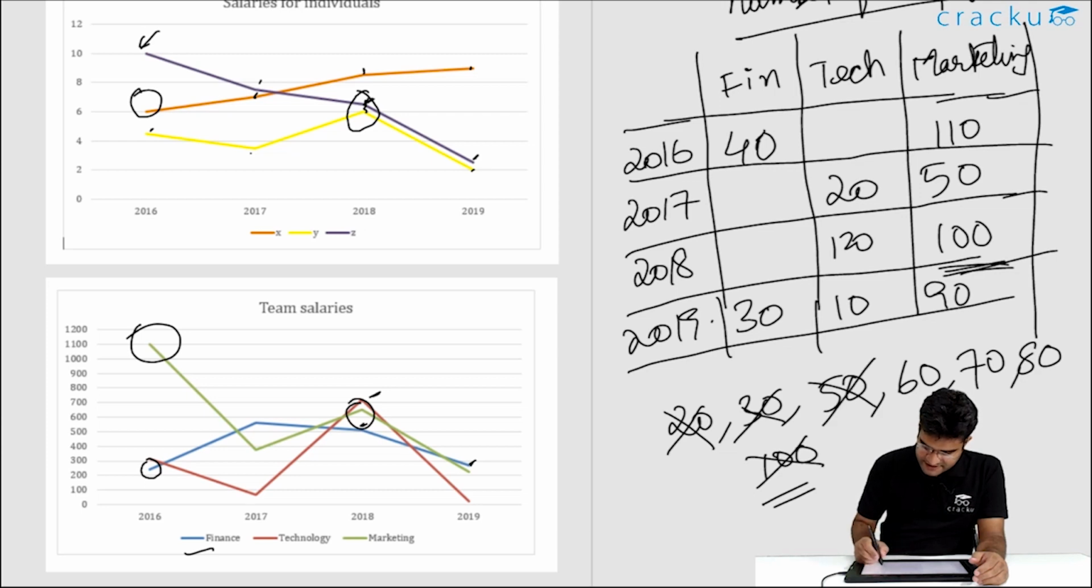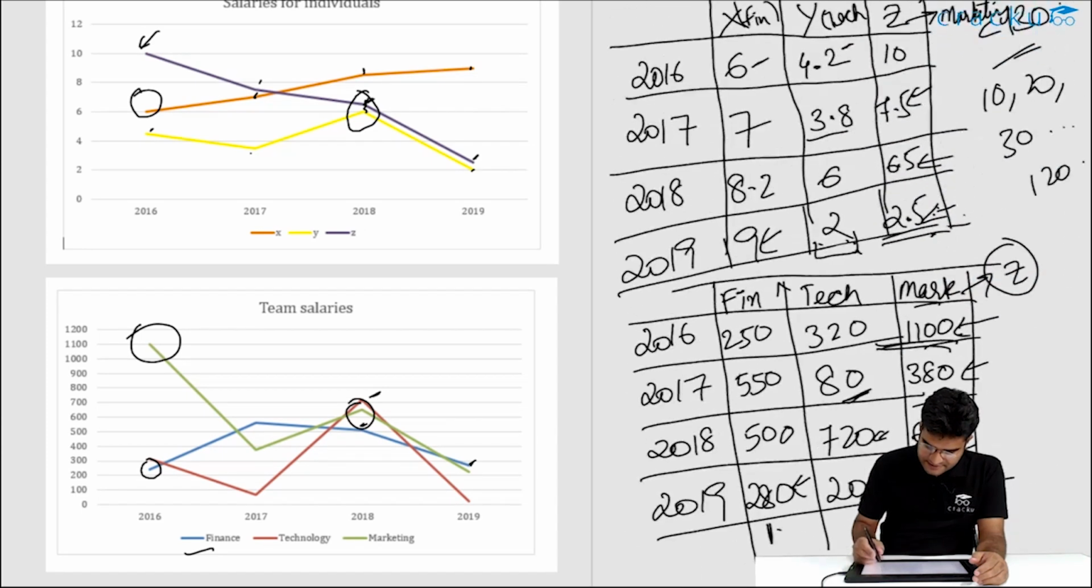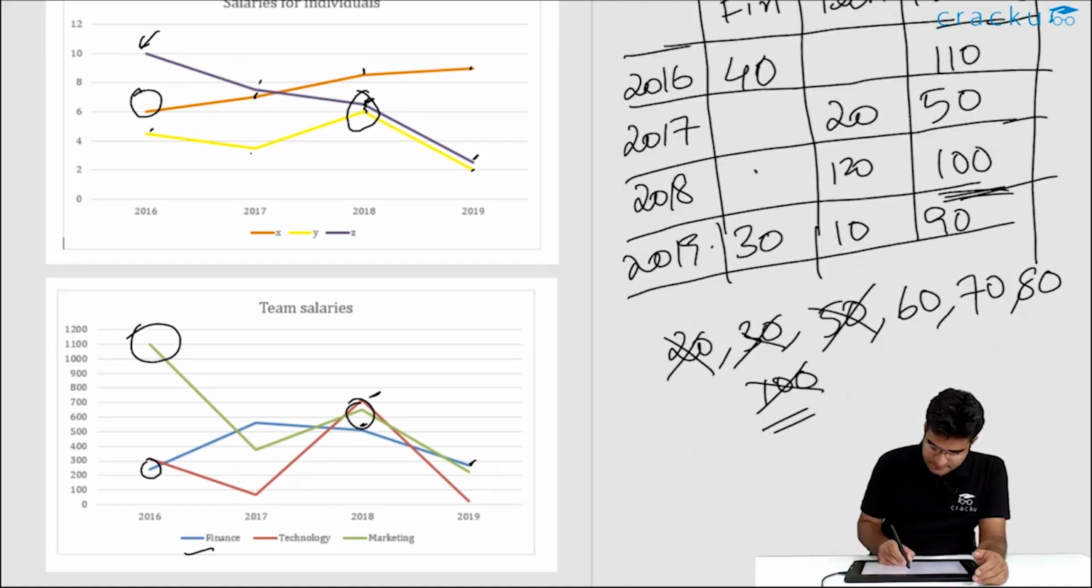Now let us see where we can get 60. You can see that this is 8.2 and this is 500. 8.2 into 60 is 492. So probably this is not 500, or probably this is not 8.2, maybe this is 8 and this is 480, or maybe this is 8.5 and this is 510 roughly. But do you know that the number of employees is 60 here, because the ratio is not going to change much.